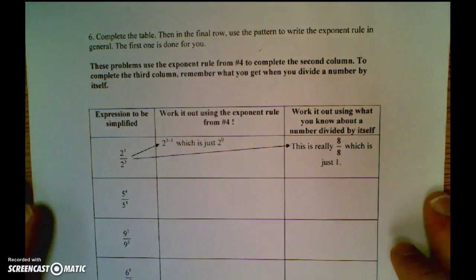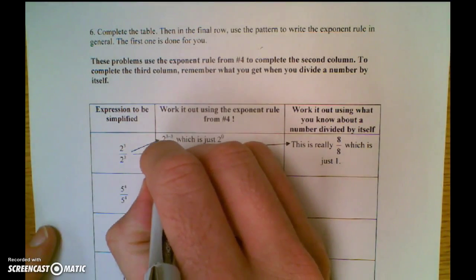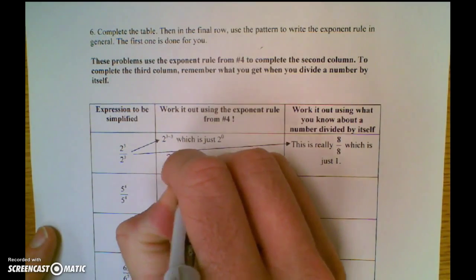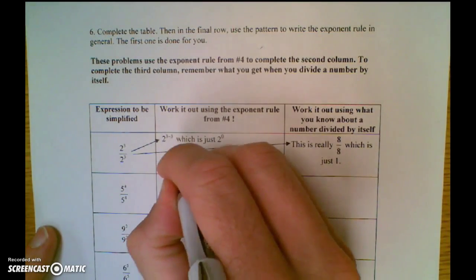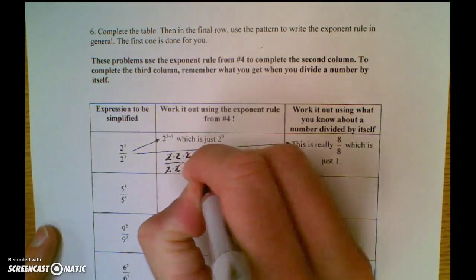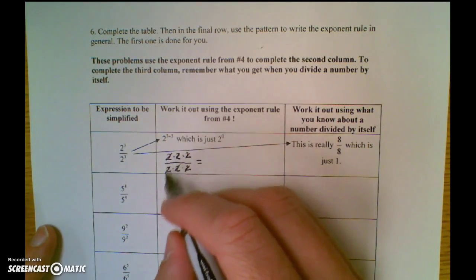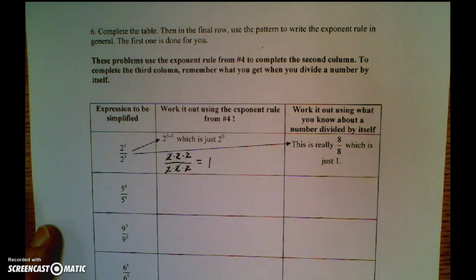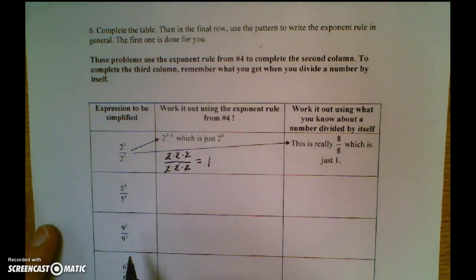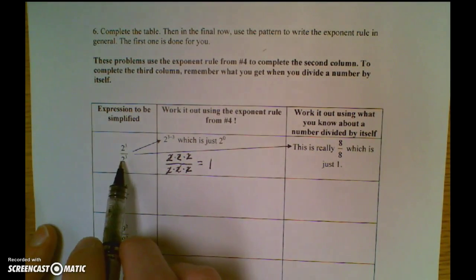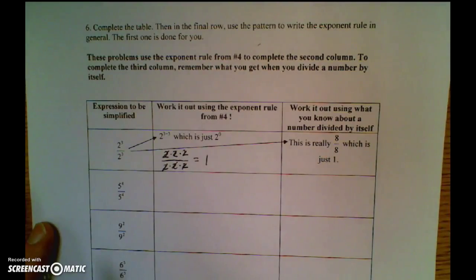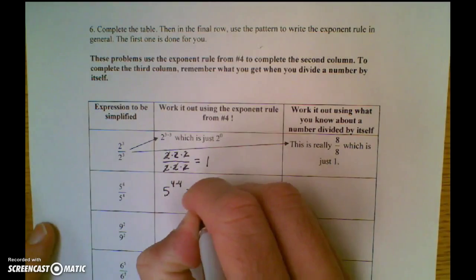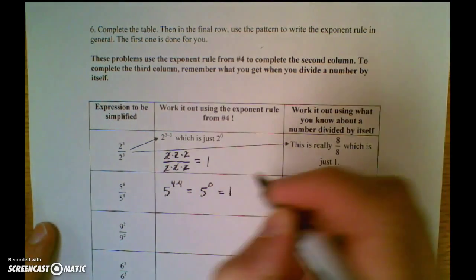But here's what's happening. Let me show you why this works. If I expand 2 to the 3rd 3 times over 2 to the 3rd, I'm going to cancel every 2 out, right? And nothing is left over. But remember, when you cancel for division, you're not getting rid of it. It's turning into 1, because 2 divided by 2 is 1. So this just turns into 1. And you can see that it's something over itself. When you divide something by itself, it's 1. So same thing here. 5 to the 4th minus 4 is 5 to the 0, which is 1.